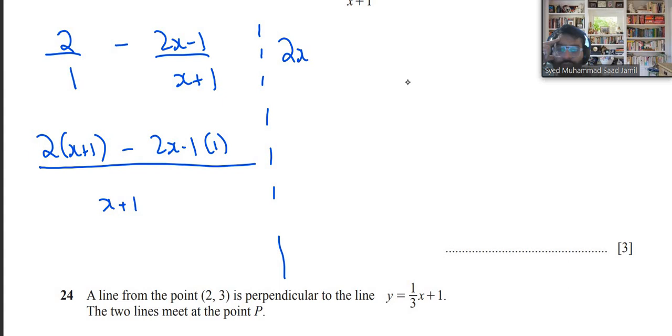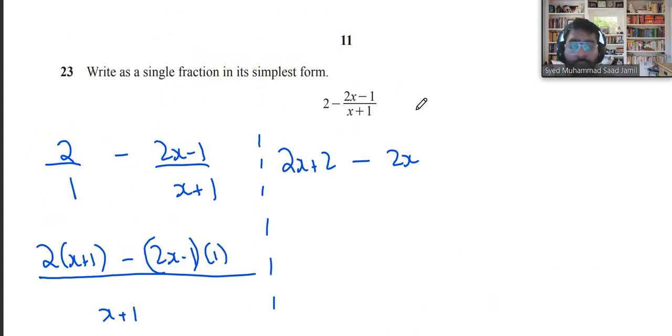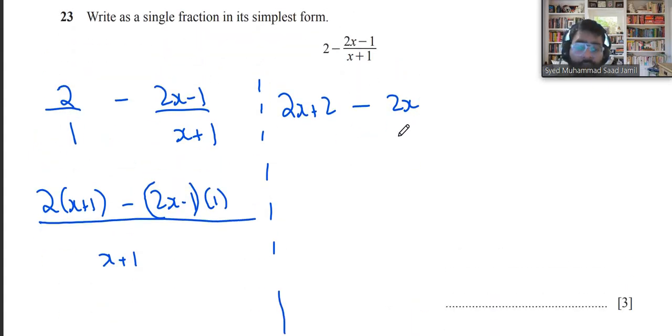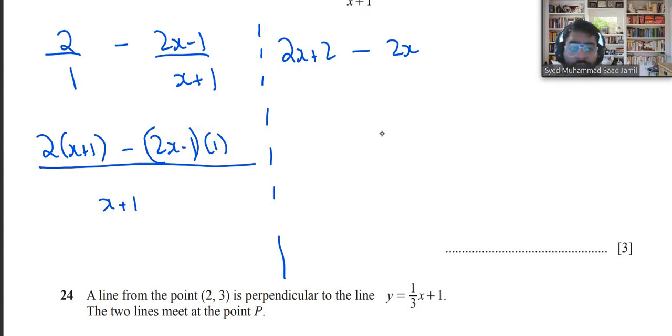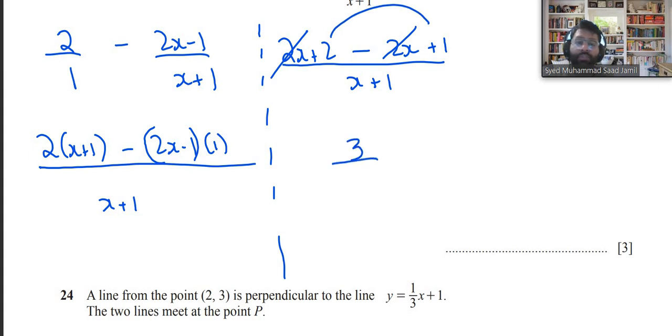This becomes 2x plus 2 minus 2x. Okay, put this in bracket. Just to be on the safe side, put this whole thing in bracket, otherwise you guys will get your answer wrong. So it becomes minus 2x plus 1 upon x plus 1. Okay, so 2x minus 2x cancelled out, 2 plus 1 is 3, so the answer is 3 upon x plus 1. So I will write 3 upon x plus 1.